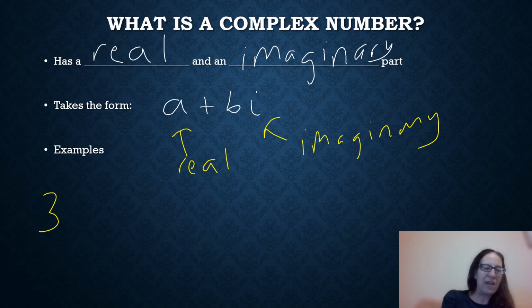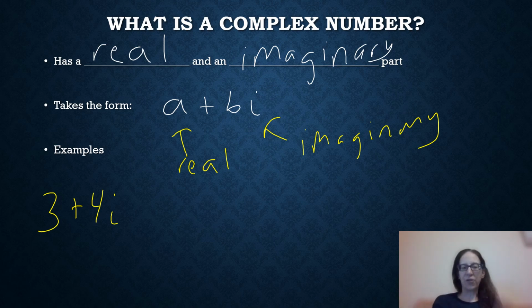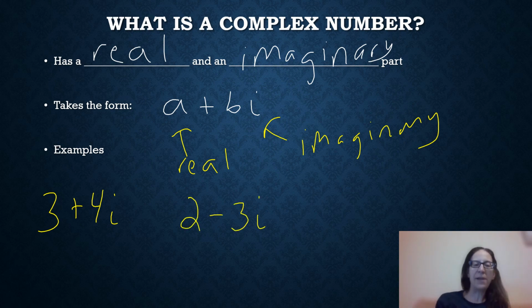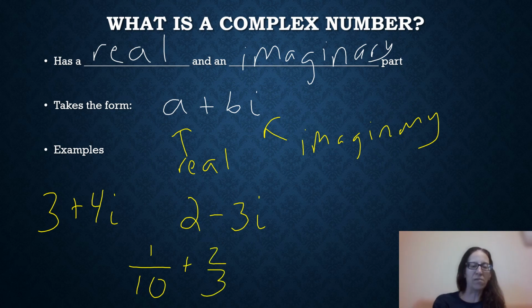So 3 plus 4i is an example of a complex number. The 3 is the real part, the 4i is the imaginary part. Now, you can also have negatives in here. So you could have 2 minus 3i. Okay, so 2 is the real part. Negative 3i is the imaginary part. And you could also have decimals and fractions and all kinds of fun stuff. So you could have 1/10 plus 2/3 i. Okay, you kind of hope you don't see something like that, but you could, right? And that's all a complex number is. It's got the real part and the imaginary part.